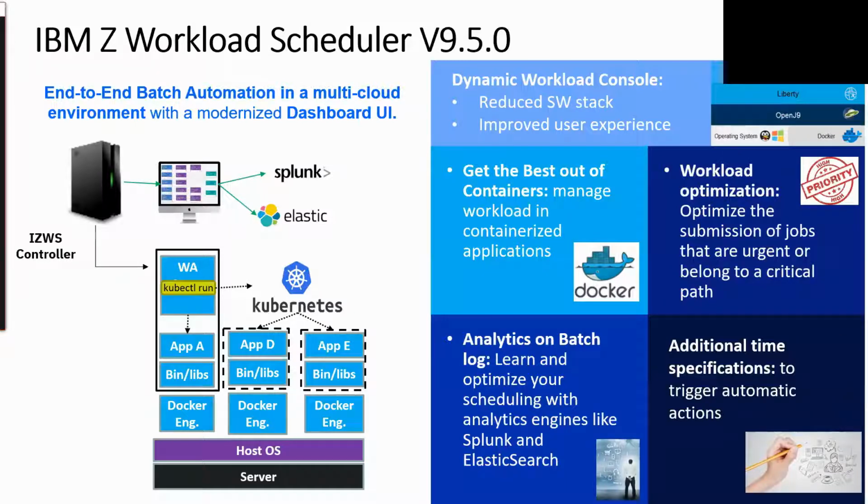In 9.5, there was a big investment on the Dynamic Workload Console, with an improved user experience and a reduction of the software stack. Now it runs basically on Liberty, and it's very easy to install. There is a script that in a matter of minutes lets you deploy the Dynamic Workload Console. It is also available as a Docker image, and recently was certified even on OpenShift.